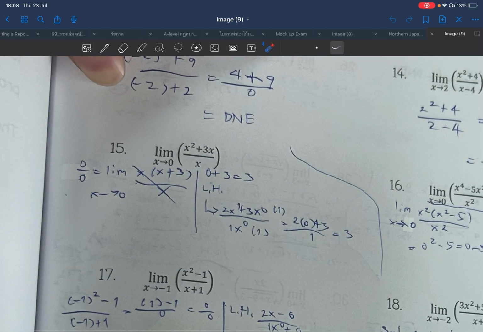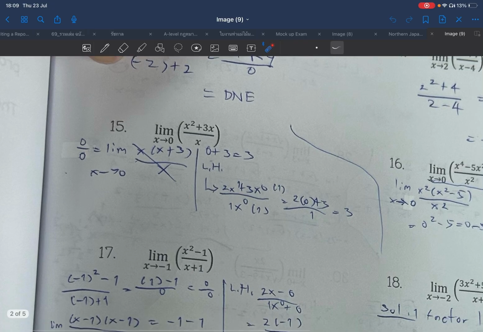And number 15, the limit of (x² + 3x) over x as x approaches 0. So we are plugging in x as it approaches 0. We'll get 0 over 0, which is an indeterminate form. So you'll notice that we have two ways of solving this. Alright, factoring method.